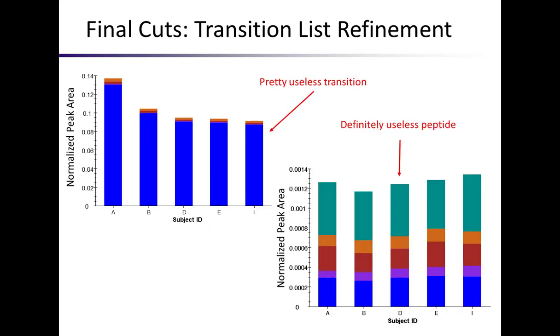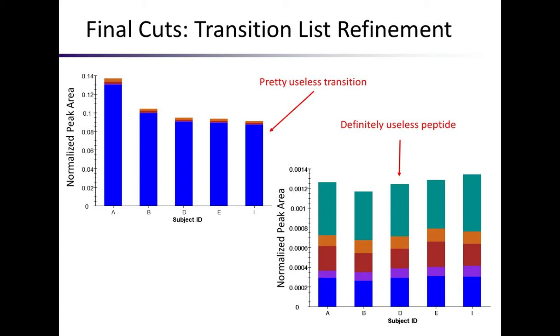We can also use this information to finally do our last little refinements on our transition list. So for example, our normalized peak area here is shown on our right, and 5 different concentration points are shown on the x-axis. And we can see that this blue transition really isn't bringing much to our method, right? It's just kind of floating up our signal and increasing our variability.